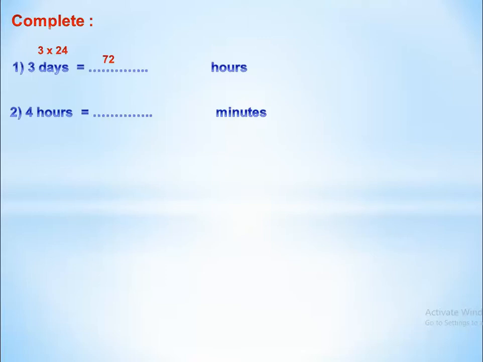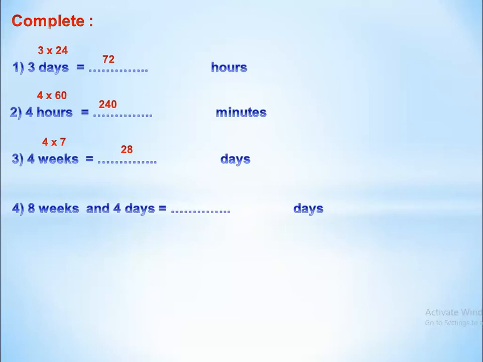4 hours equal how many minutes? We know that to convert from hours to minutes, we are going to multiply by 60. 4 times 60 equals 240. 4 weeks, how many days? Yes, we know that to convert from week to day, we are going to multiply by 7. So it will be 4 times 7 equals 28.